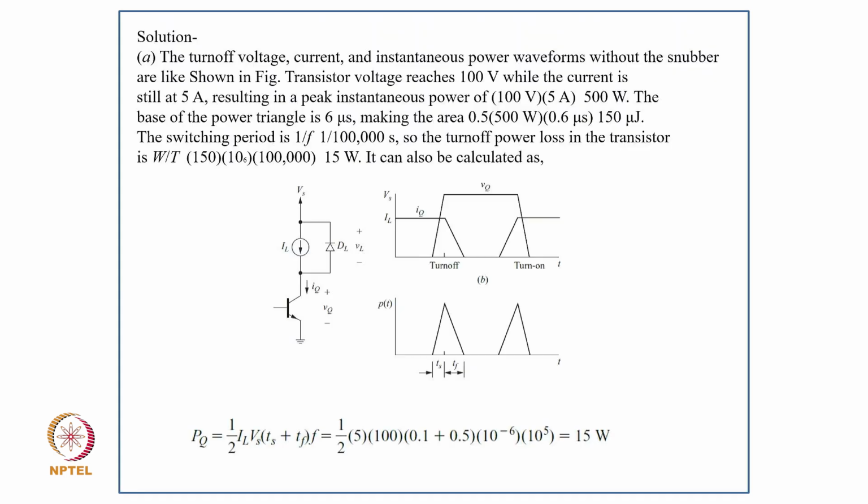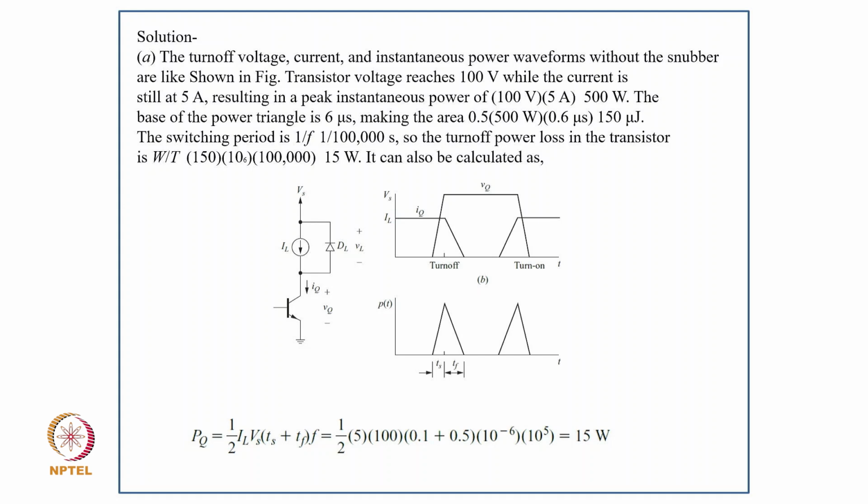So coming to the solution, the turn off voltage, current and instantaneous power waveforms without the snubber are shown in the figure as you see below. The transistor reaches 100 volt while the current is still at 5 ampere, resulting in a peak instantaneous power of 100 into 5, that is 500 watt. The base of the triangle is 0.6 microseconds, so making the area equal to 0.5 into 5 into 0.6, that comes to 150 microjoule.